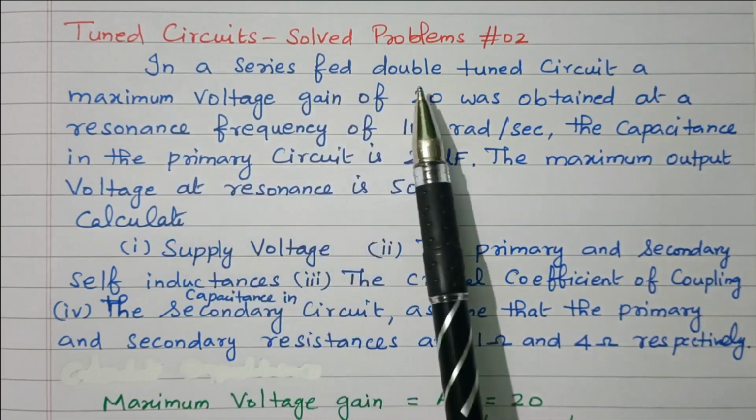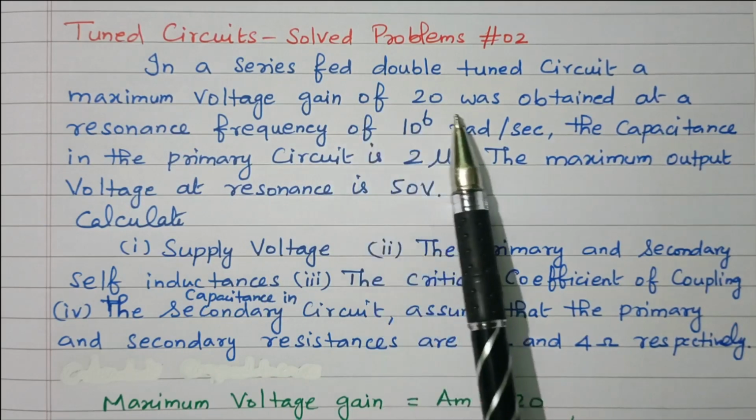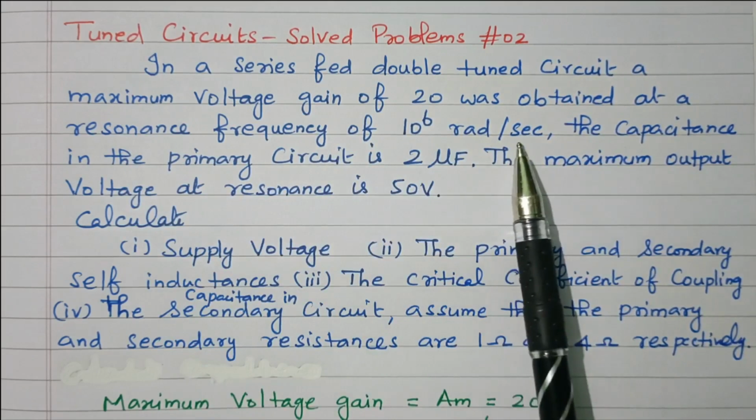In a series fed double tuned circuit, a maximum voltage gain of 20 was obtained at a resonant frequency of 10 to the power 6 radian per second.